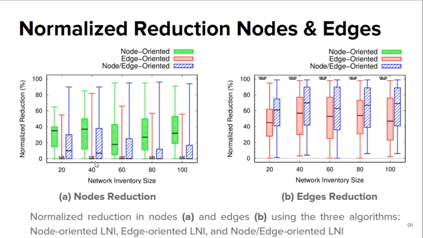Besides, the edge-oriented LNI algorithm achieves the lowest node reduction value because it traverses all the nodes without restrictions. On the other hand, the edge reduction measured by the node-edge-oriented LNI algorithm is higher than the edge-oriented LNI algorithm. This behavior is expected because the node-edge-oriented LNI algorithm only considers nodes and edges supporting the CPU and bandwidth constraints respectively.